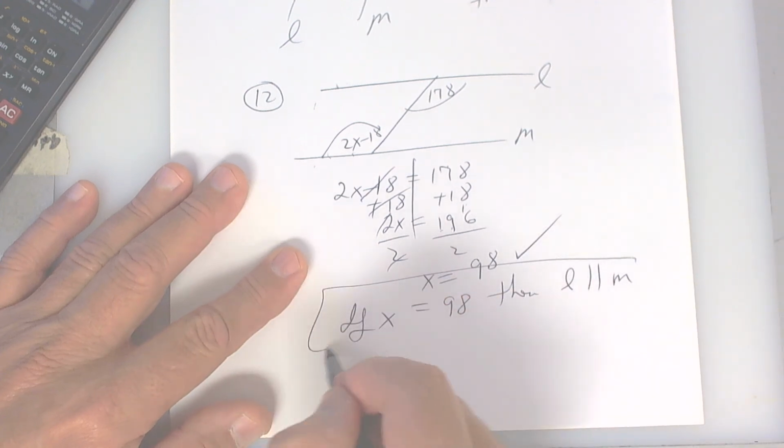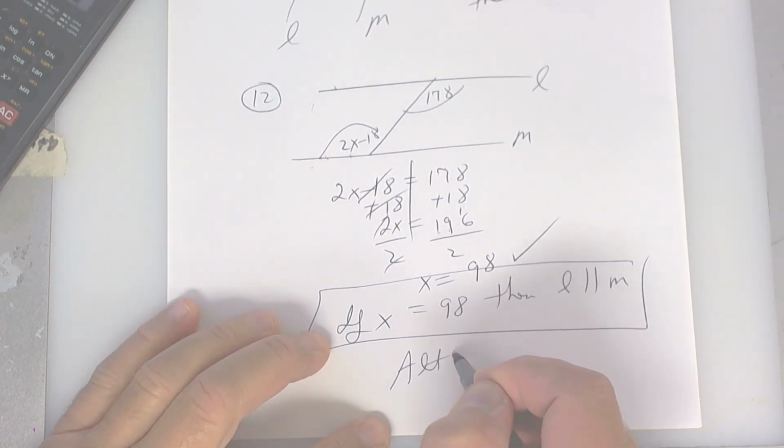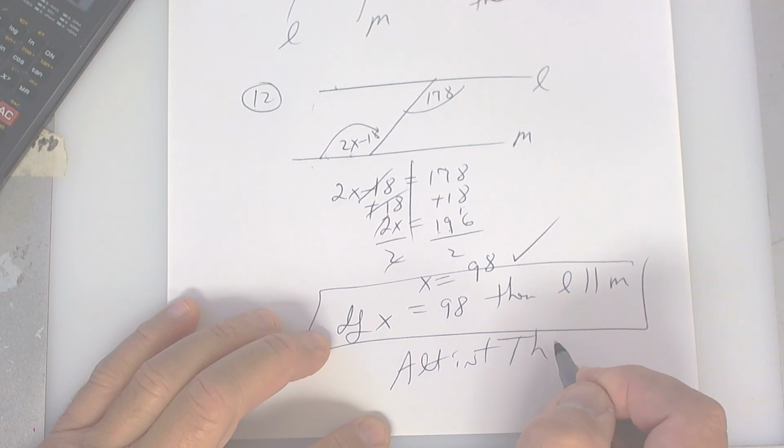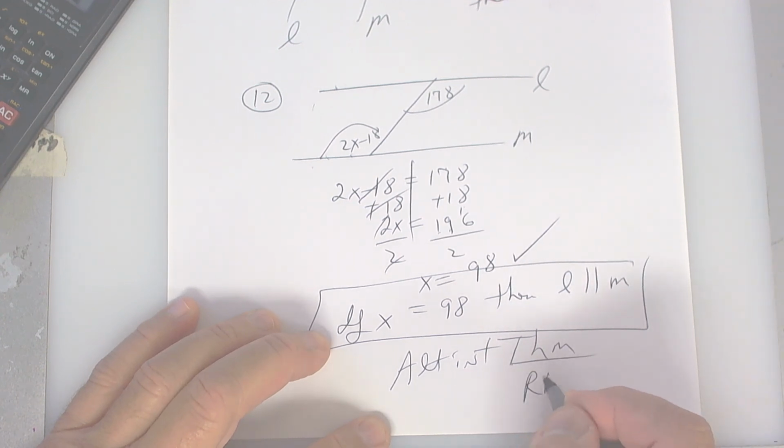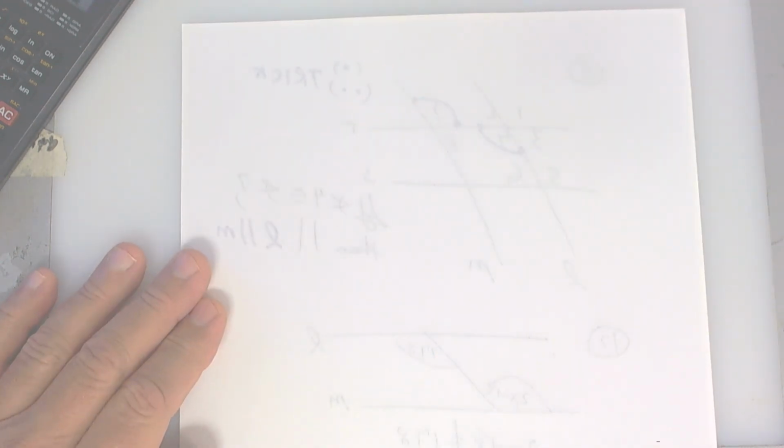Write that down. Okay? And that's the alternating interior theorem. Alternating interior theorem. Remember, a theorem, you can prove it. All right, let's go on. That's number 12. Remember, you're not going to have this on your practice test. So I don't want to hear, oh, we didn't have it. Well, I'm going over it now.